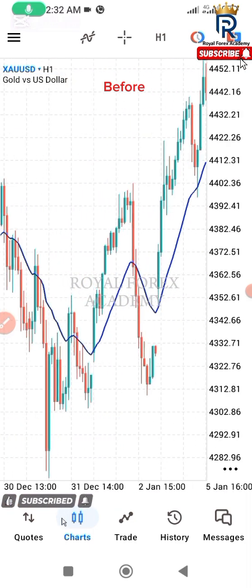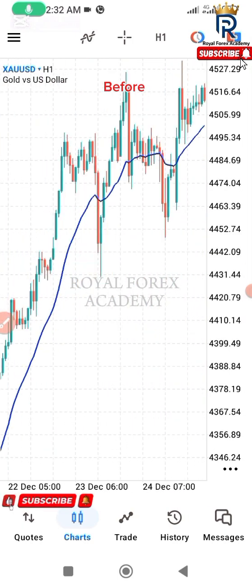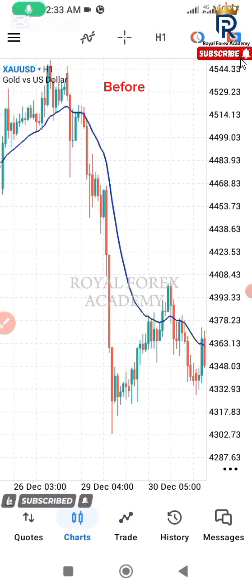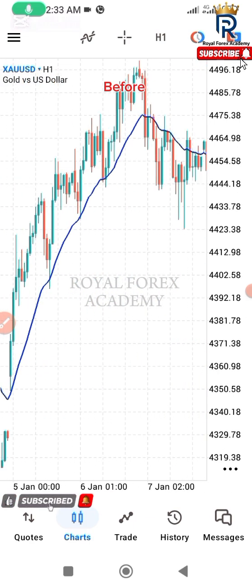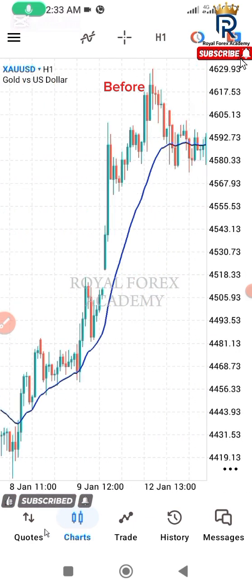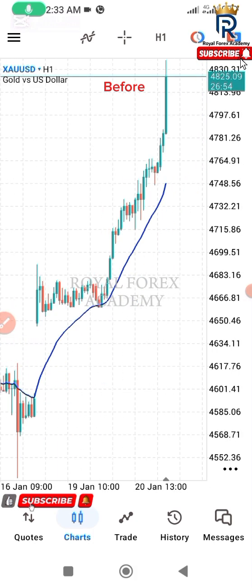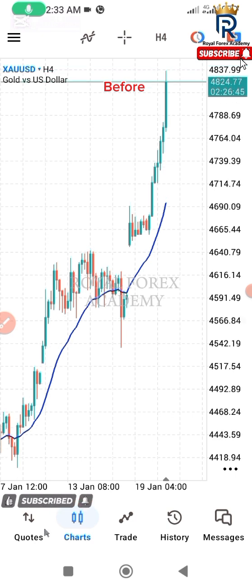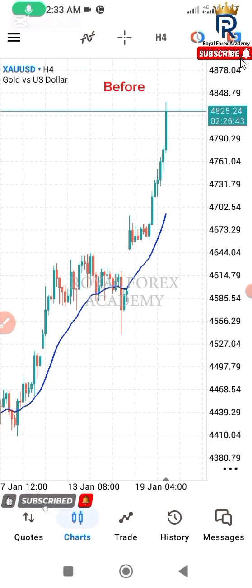Most often it is hard to see gold ranging. Gold is always on a move, either in an uptrend or a downtrend. So yours is to get a system that can help you trade this profitably, and that is exactly why I'll be sharing this with you.